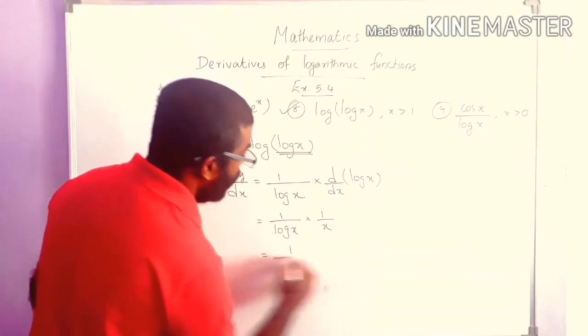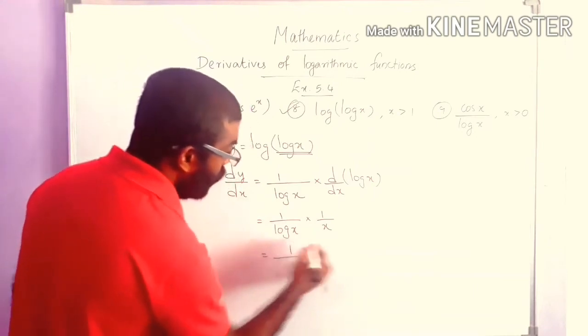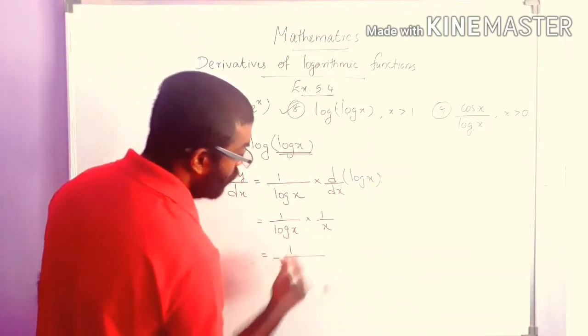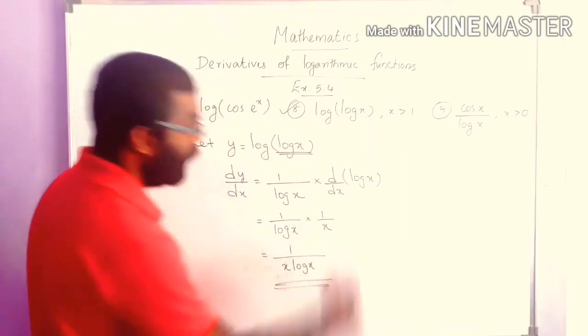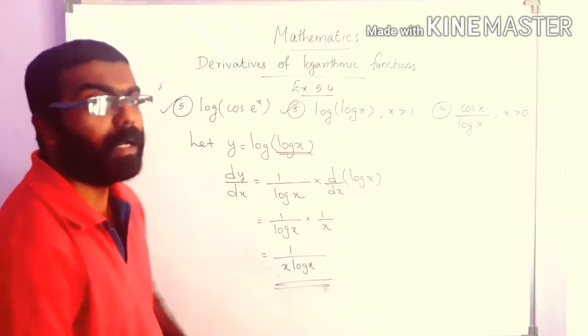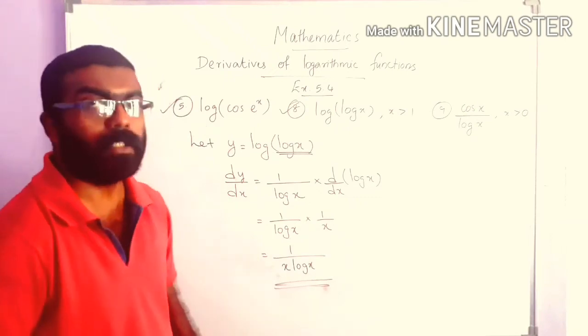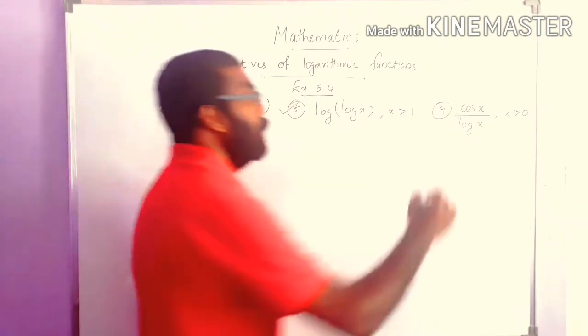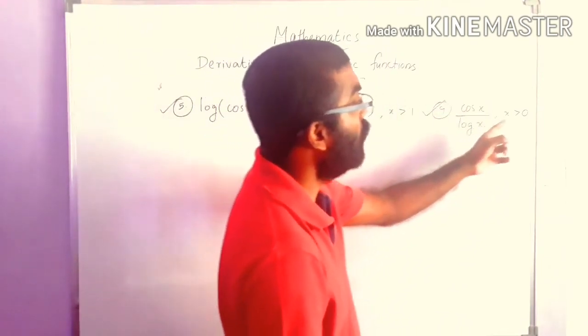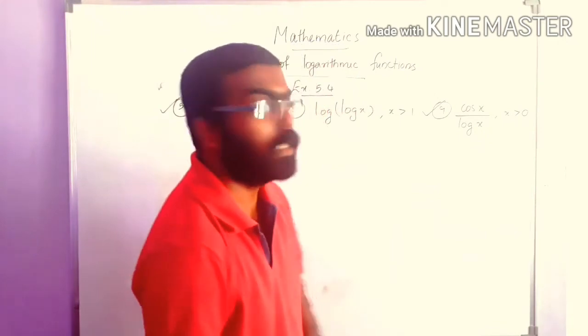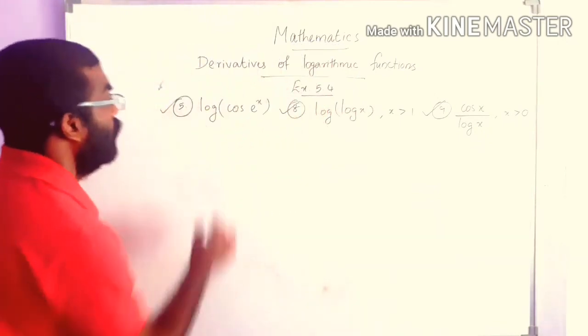So we can write like this, 1 by, in the denominator the terms are log x and x. So x into log x. So the final answer is 1 by x log x. Understood? Now we move on to the 9th question, and it is cos x by log x with x greater than 0. Cos x divided by log x.